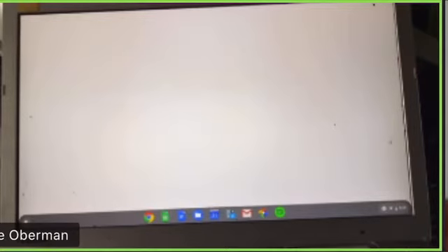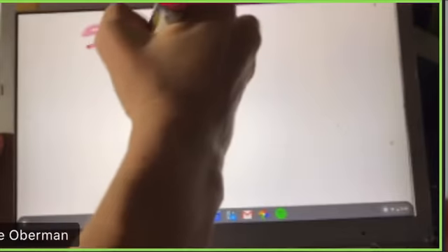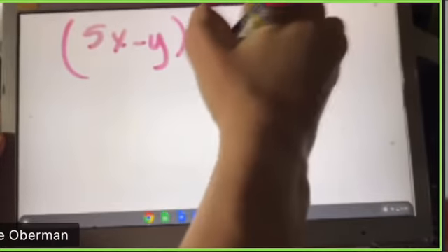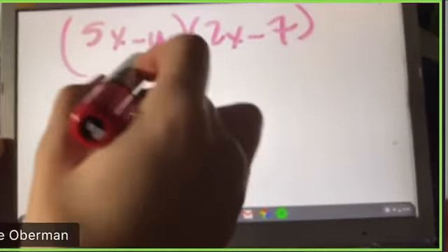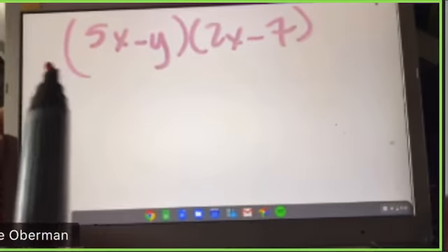Okay, so then do you think we need to do one more? Let's do one more like this. I'll go quick though, okay? 5x minus y times 2x minus 7. Notice the difference here. We have a second variable. So when we get done, we don't have to combine like terms because they'll be different. So we're going to go first.